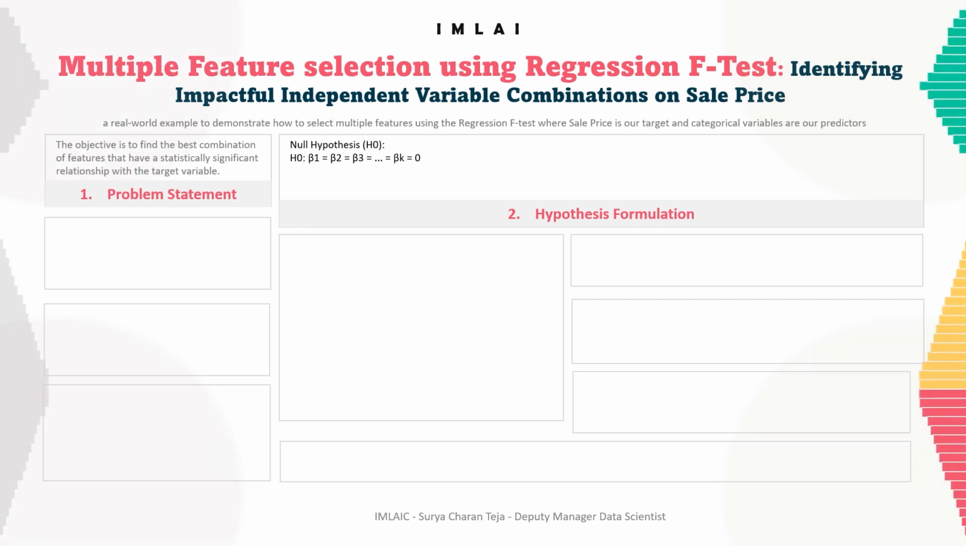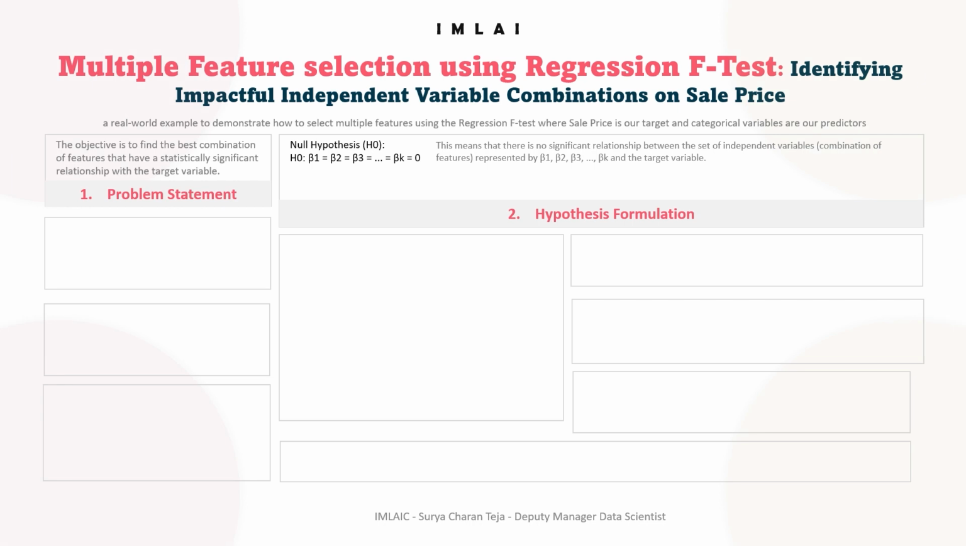So here when I say H sub 0, such that beta sub 1 equals beta sub 2 equals beta sub 3 and so on, beta sub k equals 0, this means that there is no significant relationship between the set of independent variables, a combination of features, in this case represented by beta sub 1, beta sub 2, beta sub 3 and so on, beta sub k, and the target variable. Okay, so that's our null hypothesis.